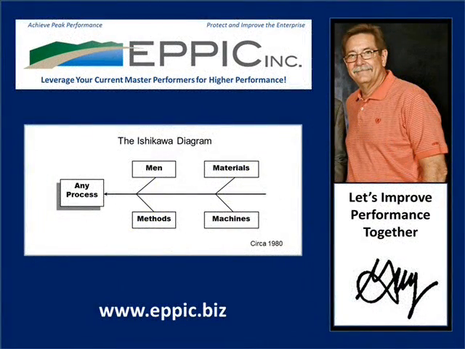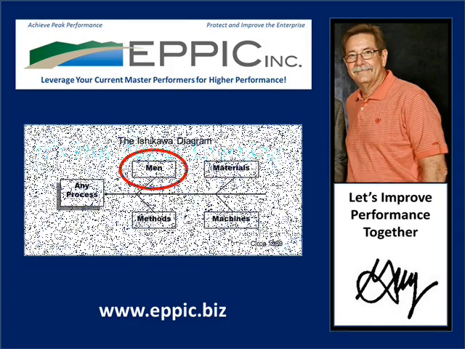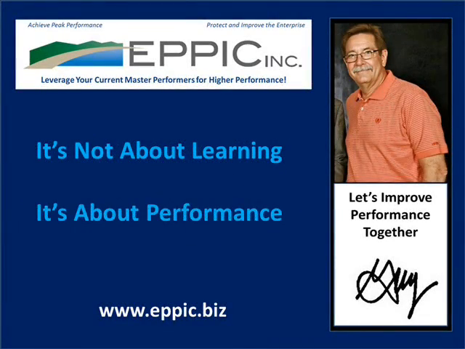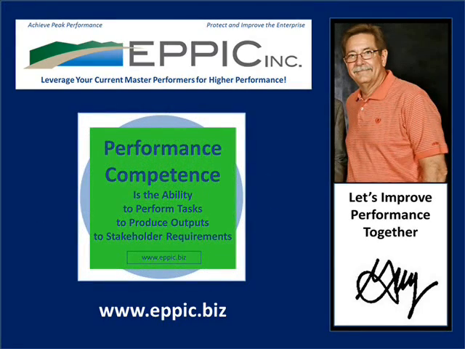I come at performance improvement using various models. One of them that was quite key for me back in 1981 was the Ishikawa diagram. It provided a simple framework to analyze any process or any cluster of processes or any department's cluster of processes or function or business unit or enterprise. One could look at the 4 variables, non-politically correct, of course, this was the 1980s, of men, materials, methods, and machines. I come at performance improvement through the lens of the humans, the men, the women, the people. It's not about learning, it's about performance. Performance competence is the ability to perform tasks, to produce outputs to all of the stakeholder requirements for task performance and the outputs produced.